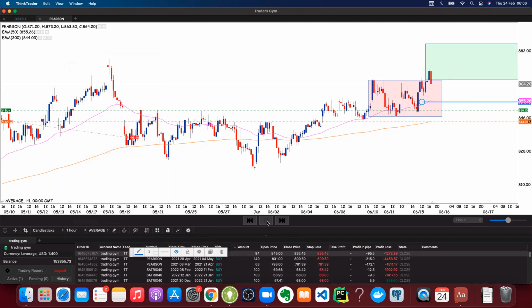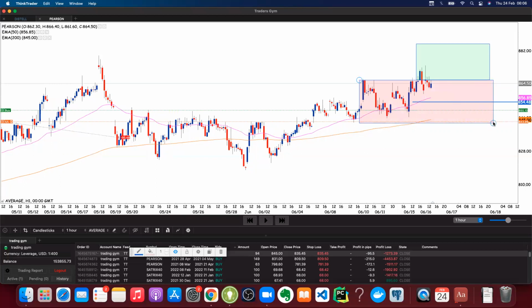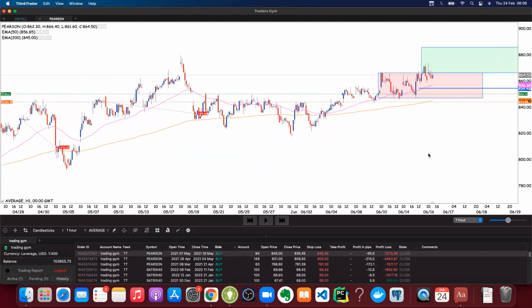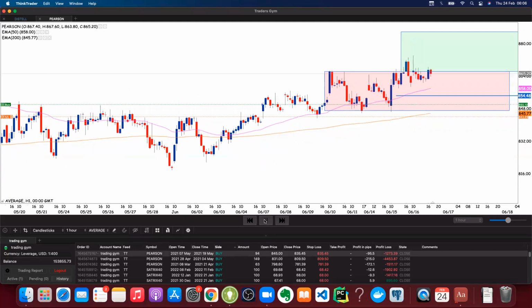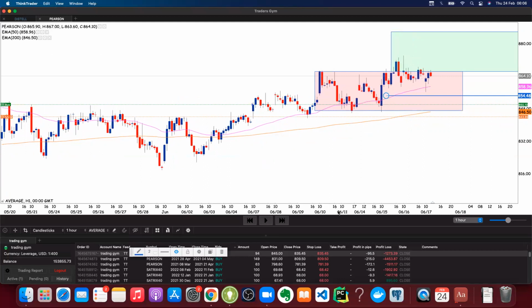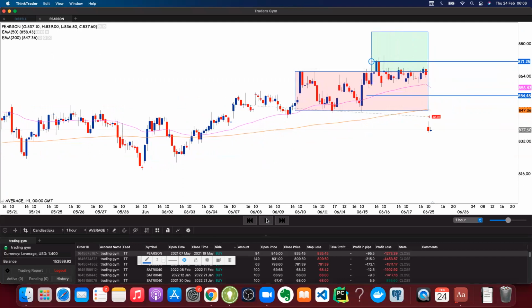My stop loss to be there in the future. Hey, that was a massive gap. That was a massive gap. Let me see. I don't think this thing has refreshed.